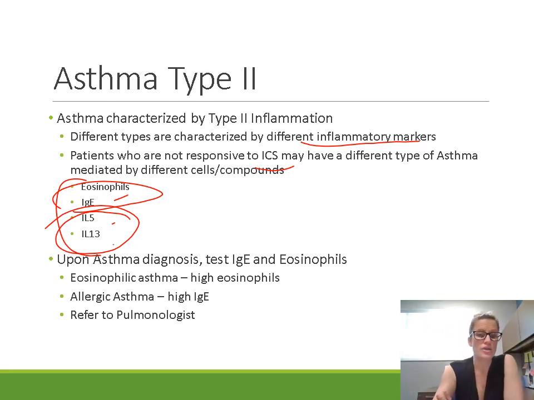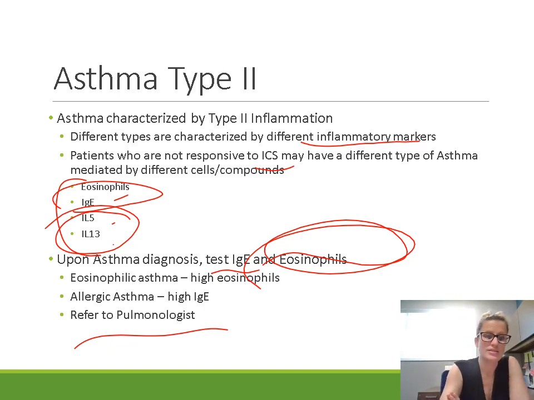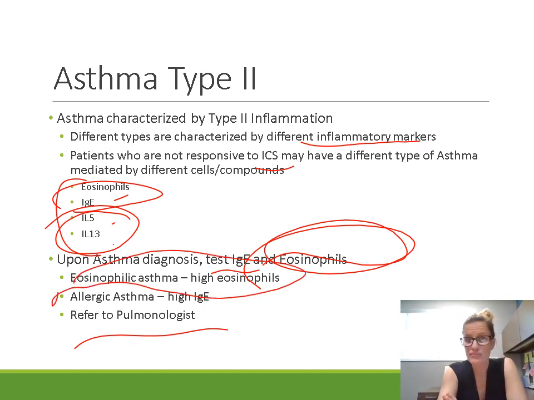So upon asthma diagnosis, you can test your patient, especially for eosinophils, to look at their eosinophil count. You can test for IgE, but especially eosinophils. And if you see that the eosinophils are high, at that point you know that this is probably more complex than a general PCP is going to be handling, because the PCP is handling everything else as well. So at that point, you should refer the patient to a pulmonologist. If the eosinophils are high, that typically says that we have eosinophilic asthma.